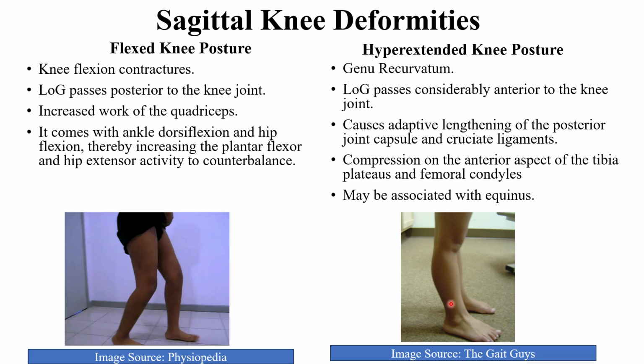Likewise, in the knee joint, you can also have hyperextension, which is very commonly seen, also called genu recurvatum. Here the LOG passes way ahead anteriorly as compared to the normal. If normally it passes from here, here the LOG passes a little more forward than normal. That is why there is an adaptive lengthening of the posterior capsule around the knee joint, and there can be compression of the bony segments on the anterior aspect from the femur and the tibial ends. It may be associated with equinus, where your gastrocnemius is overactive because there is plantar flexion here, and then there is an associated hyperextension at the knee joint.